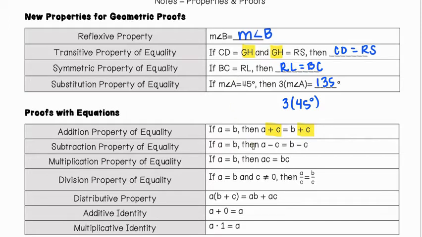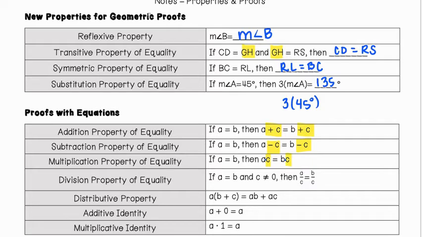Same with our subtraction property of equality. If I start with the equation A equals B and subtract C from both sides, I'm still left with the same thing. It's still equal. If A equals B, then AC equals BC is our multiplication property of equality because A and C are multiplying and B and C are multiplying here. And therefore, if I multiply by the same number on both sides, then I'm still going to be equal.